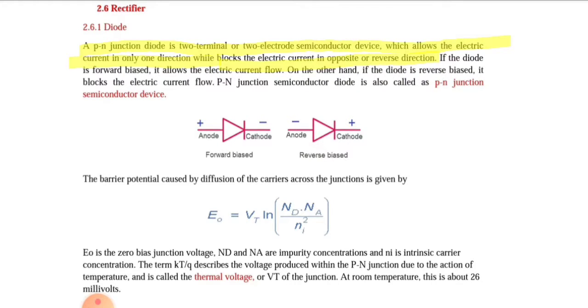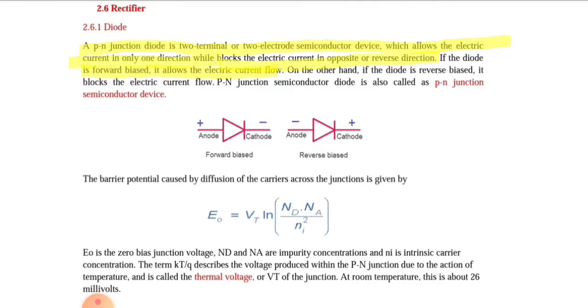What do you mean by unilateral? The current conduction is possible only in one direction, and it will be blocking the current flow in the opposite direction. So if the diode is forward biased, it will allow the electric current flow. On the other hand, if the diode is reverse biased, it blocks the electric current flow. A PN junction semiconductor diode is also known as a PN junction semiconductor device.